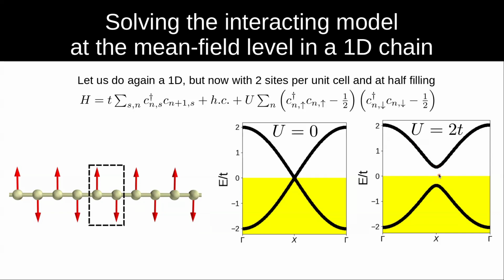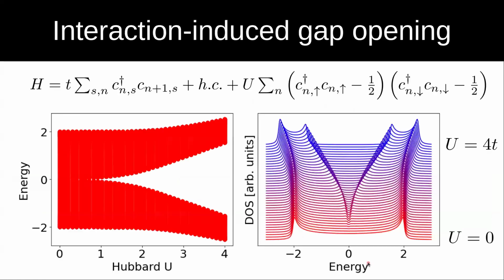And this gap grows as you make U bigger, meaning that as your system becomes more and more interacting, your single particle excitations require a higher and higher energy in order to create. And this is, of course, something that you can look at systematically just by plotting how the eigenvalues of your interacting system evolve as a function of the Hubbard U.